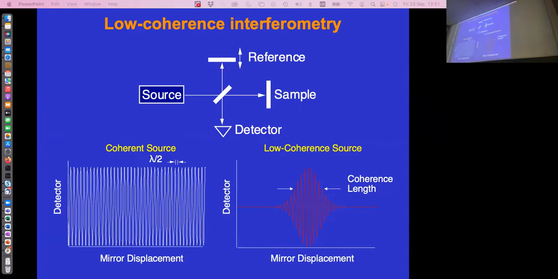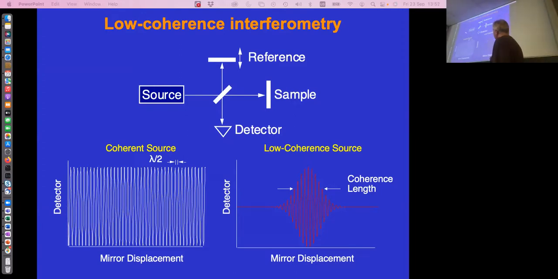Okay, that was for a monochromatic wave. But what happens now if I change my source to a low coherence source? In this case, this is the graph of the detector intensity that I see versus the displacement of the mirror. For monochromatic light, that just continues forever and ever. If you have very special lasers, this can continue for over kilometers, even hundreds of kilometers. But these are extremely monochromatic lasers.